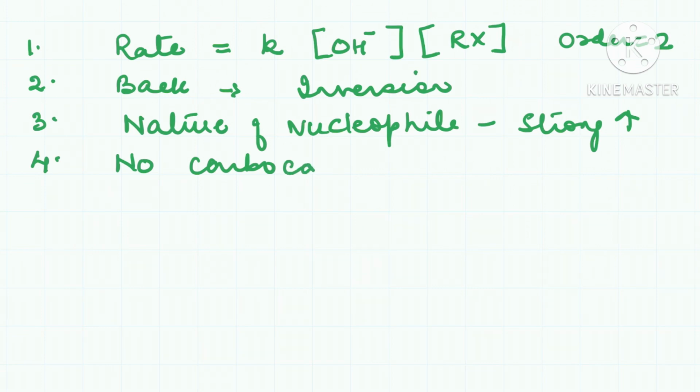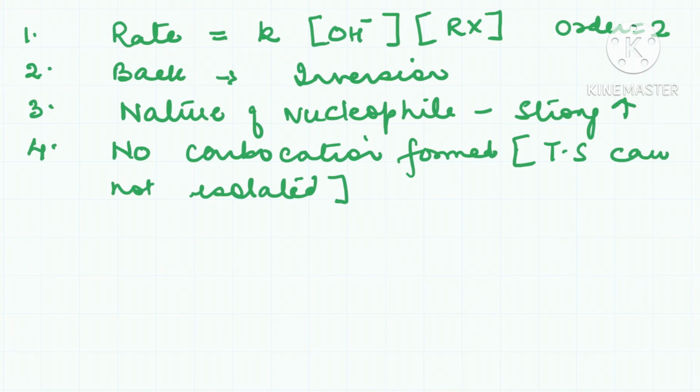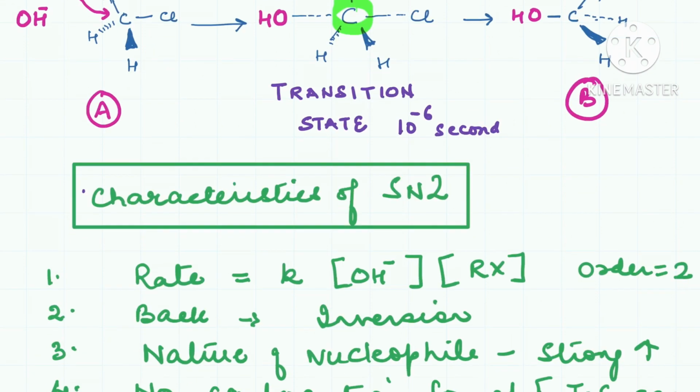If you see, there is no carbocation formed, only a transition state. We have only a transition state, and that cannot be isolated. Anything that will stabilize the transition state will stabilize the SN2, right? So please mind it, there is no carbocation formed. If you look at the diagram, you will feel as if this carbon is having 5 bonds, but this carbon is not having 5 bonds.